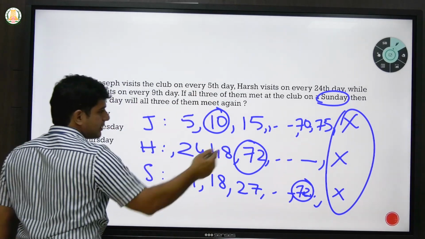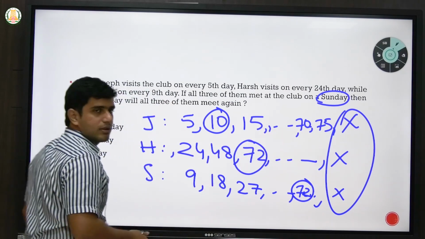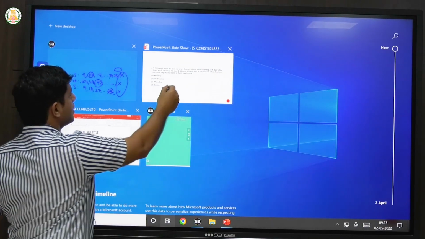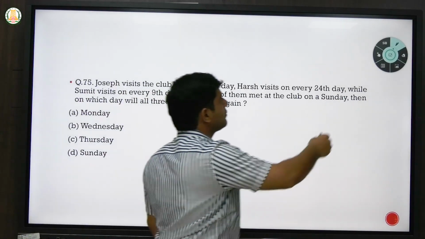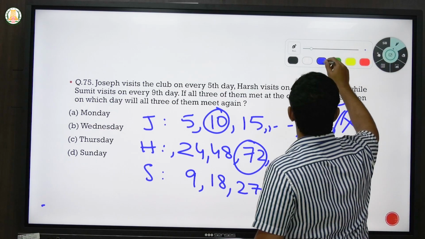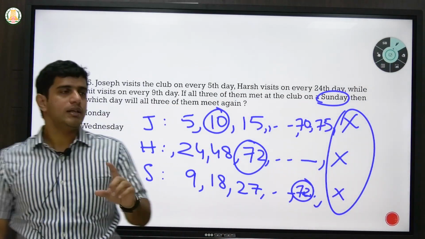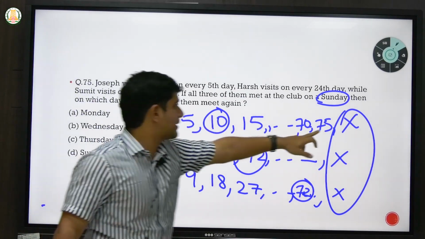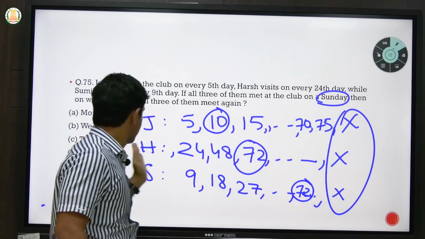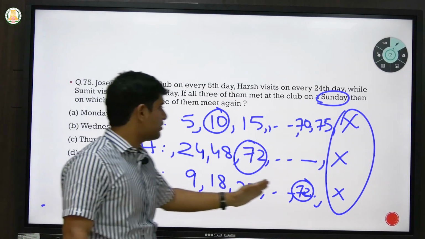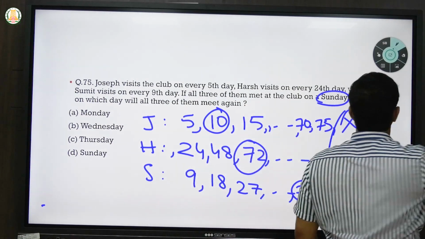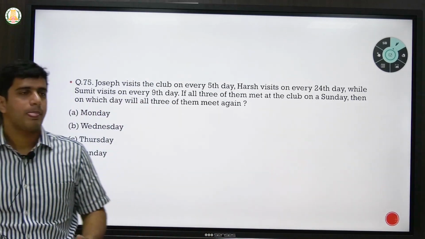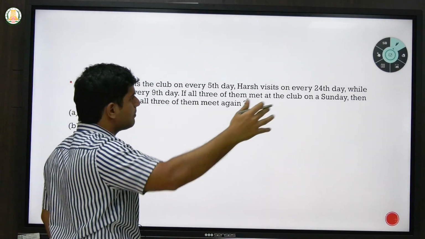But all 3 of them have to meet. If you see the pattern, basically these are multiples of 24, multiples of 9, and multiples of 5. So there should be one particular number which is a multiple of all these 3 numbers put together. That particular X should be a multiple of 5, a multiple of 24, and a multiple of 9. Only then they will be able to meet. Any confusion in this? You can tell me if there is any confusion. So they have to meet on that common multiple day.